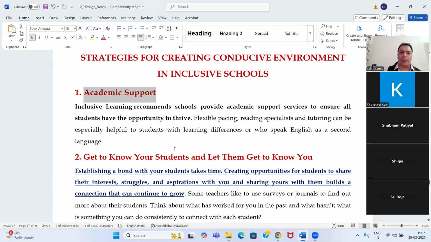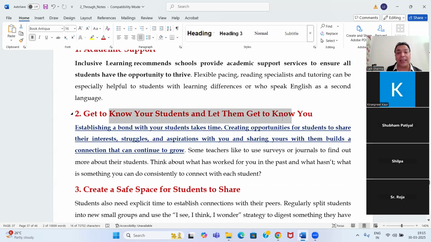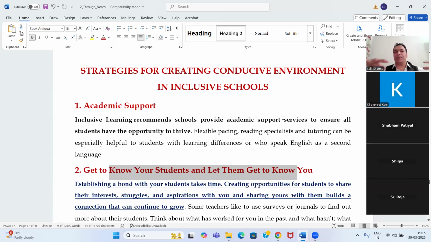You have to provide academic support, get to know your student and let them get to know you. Again and again I'm repeating, I'm emphasizing that content matter comes later on. Do not boast about your knowledge. Do not boast about what you think is a lot of content knowledge. The main purpose of a teacher is to understand the student, to know the student, and how to deliver the content into the mind of the student, right?